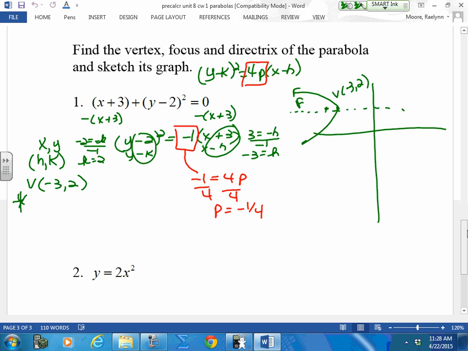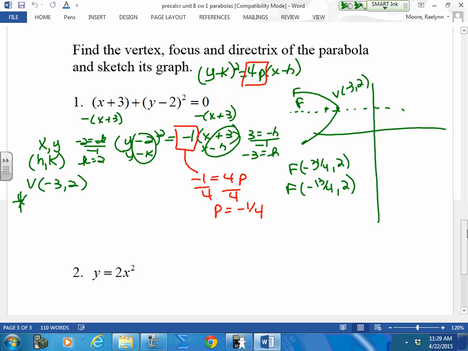We're going to move this vertex. We're just going to find the point negative 1/4 away from it. Is it going to change the x or the y? The x. So watch how easy this is. The focus will therefore be one quarter more to the left, so negative 3 1/4, 2. And if you want to change this to an improper fraction, which probably looks better, negative 13 over 4, 2. Don't use decimals.